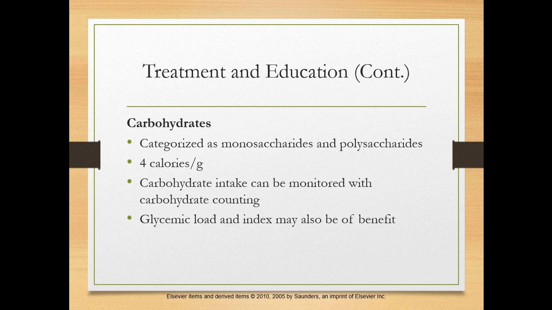Carbohydrates are characterized as saccharides and polysaccharides. When we talk about polysaccharides, we know we're discussing our complex carbs, whereas monosaccharides are simple sugars. These definitely need to be monitored, because our polysaccharides, as we know from physiology, do break down into monosaccharides, and this can also alter these patients' glucose levels. At 4 calories per gram, carbohydrate intake may be monitored by carb counting, and the glycemic load and index may also be of benefit.